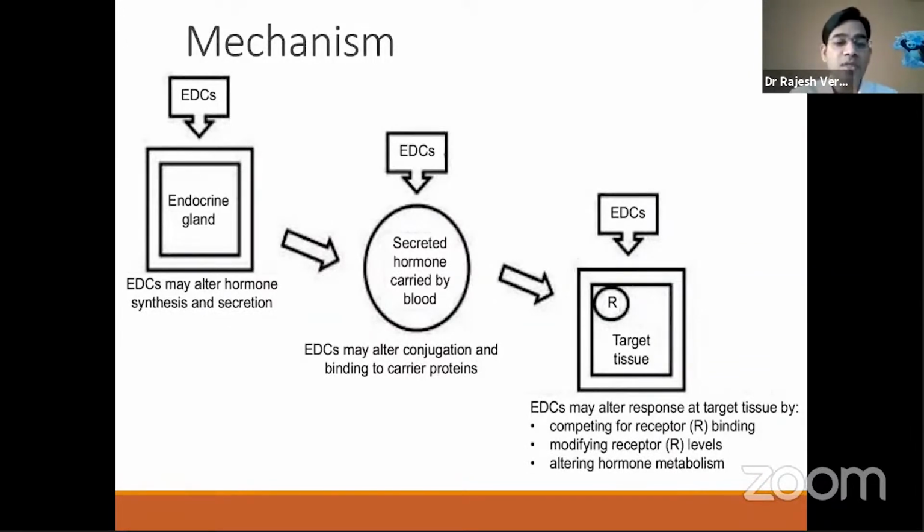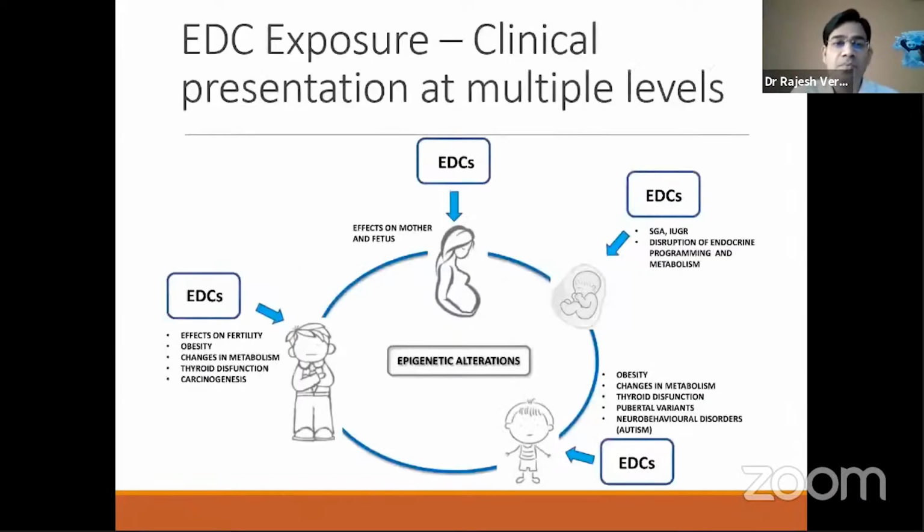So a few words about the mechanism of action of EDCs. EDCs may alter the hormone synthesis and secretion, so it may act at the gland level. EDCs may alter the conjugation of binding proteins, binding to carrier proteins, so it may act at the transport level. And EDCs may alter the response at target tissue, modifying the receptor or competing for the receptor, or alter the hormone metabolism. So EDCs can act at any point of hormones, from the hormone synthesis and transport to action.